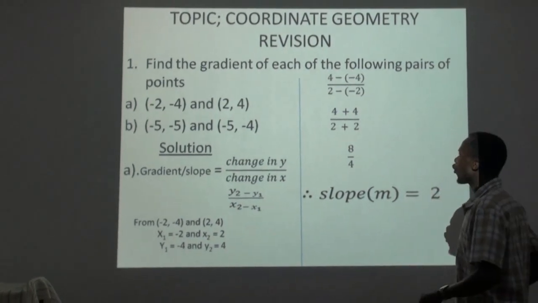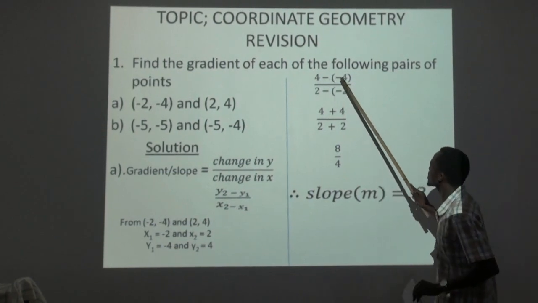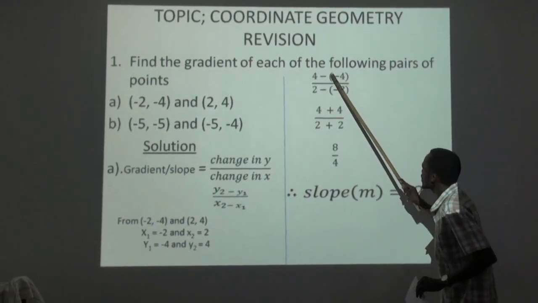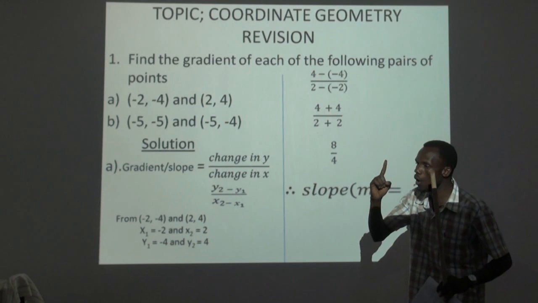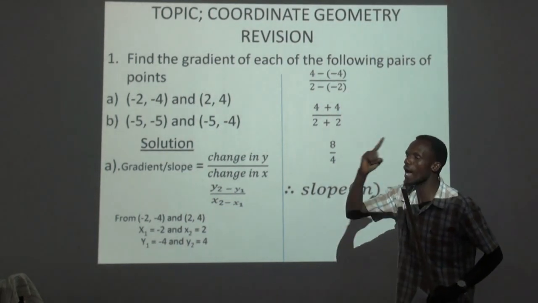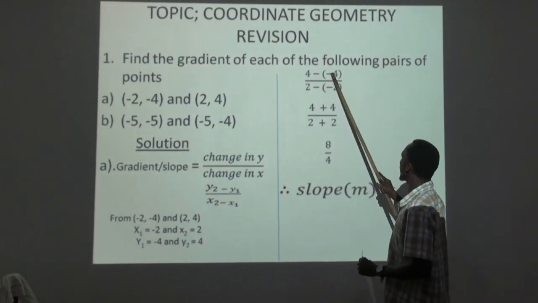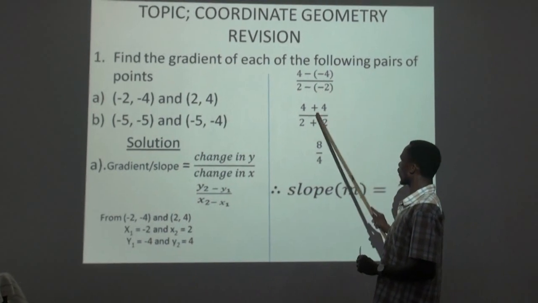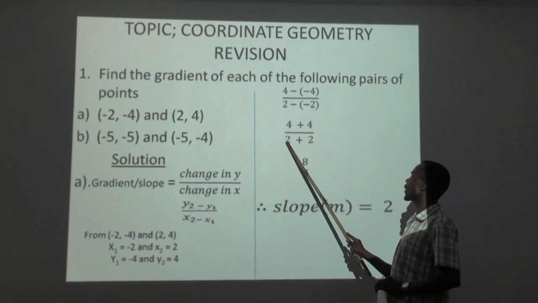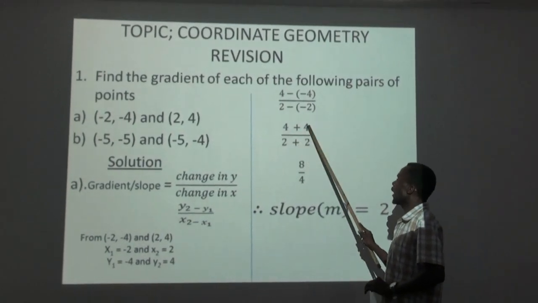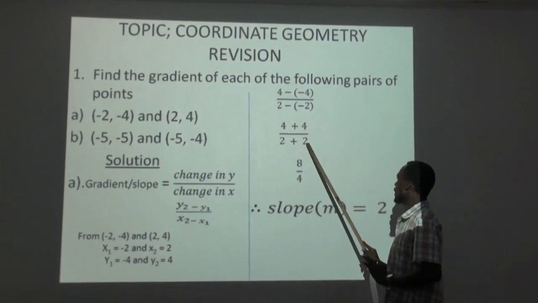You get it? Now, according to the principle of integers, you will find here negative times negative. We just want to remain with a single sign between the numbers. Now, how do we remove the other sign? We multiply those signs. That's why negative times negative is positive. And that's why we have 4 plus 4, and then here we have 2 plus 2. Now the sum of the numerator is equal to 8. And the sum of the denominator is equal to what?